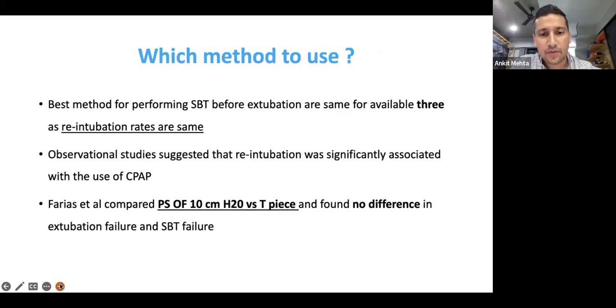Now, which method to use? There have been a number of studies, but no set criteria, whatever you are comfortable with. I would suggest that we still use pressure support above augmented methods, which we use in our unit, and we have a reintubation rate of 5 to 7%, I think, which is acceptable. Anything around 5% is fine.